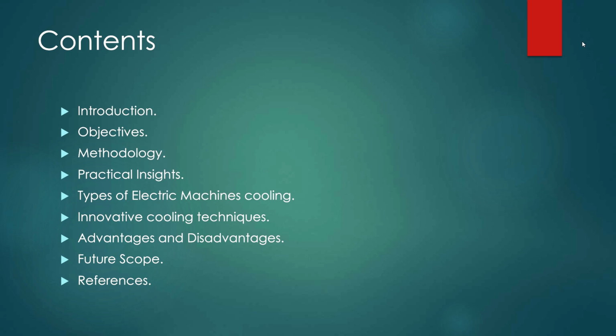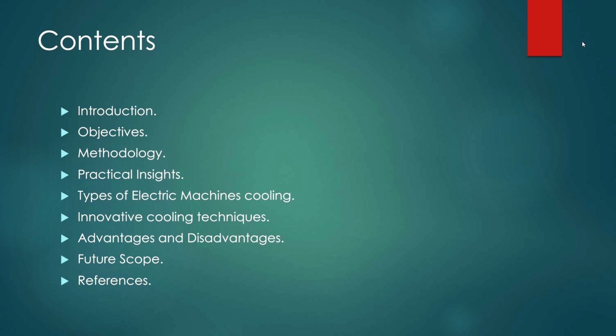We'll jump on to the next step: types of electric machines cooling. So this can be done easily because you just see, you just read, you just understand, you just analyze and frame it in your paper. Types of electric machines. Anyone can tell the types of electric machines.